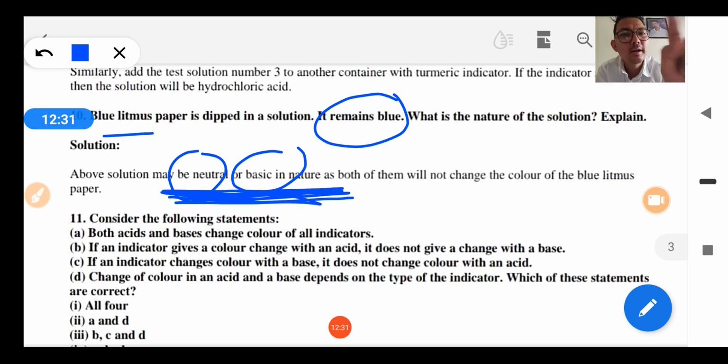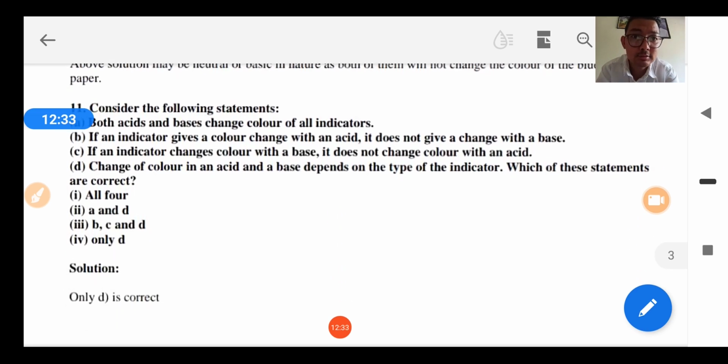Okay, now I'm coming to the question number 11. Both acid and bases change color of all indicators. Okay, so this is false, because some indicators give change in color in acidic solution, and some indicators show change in color in basic solution. Okay, so you cannot say that both acid and bases change the color of all indicators.